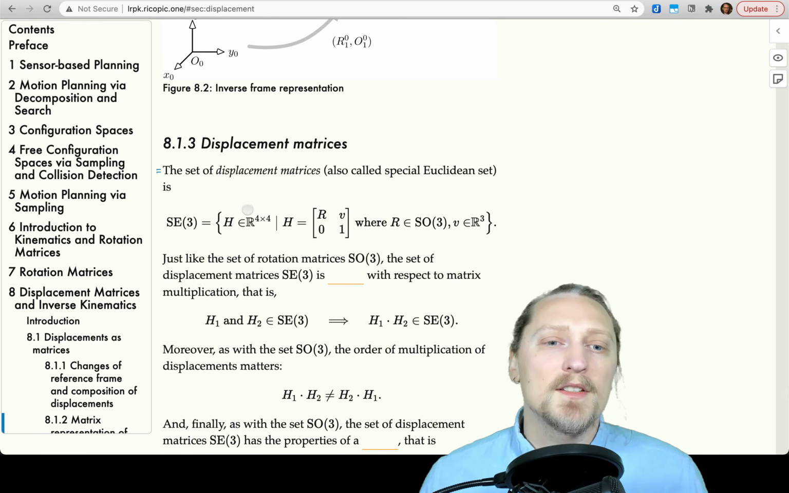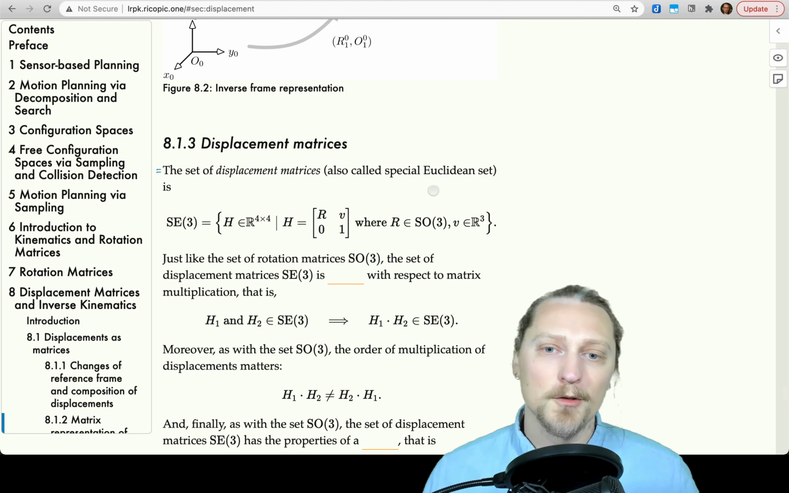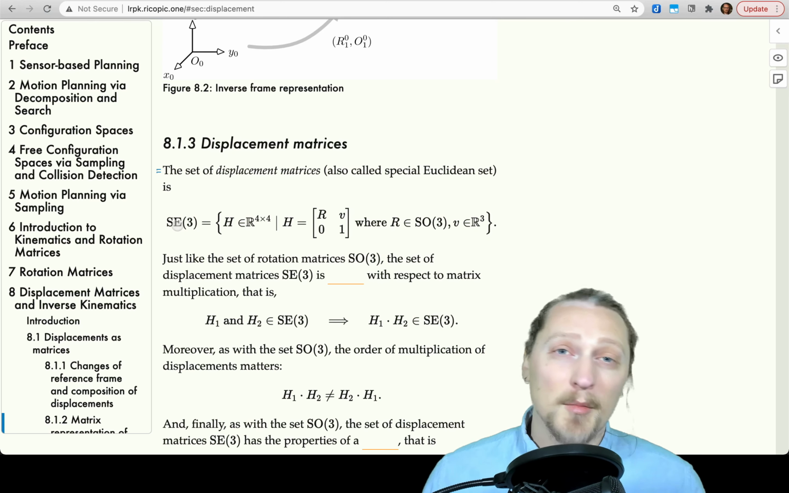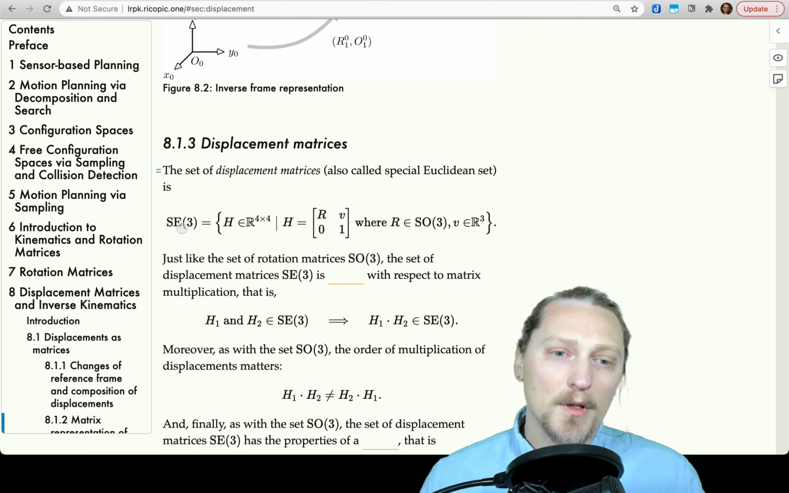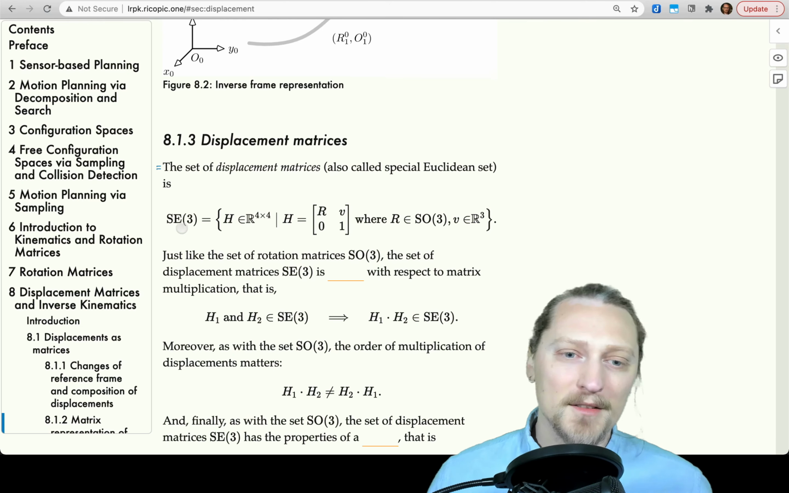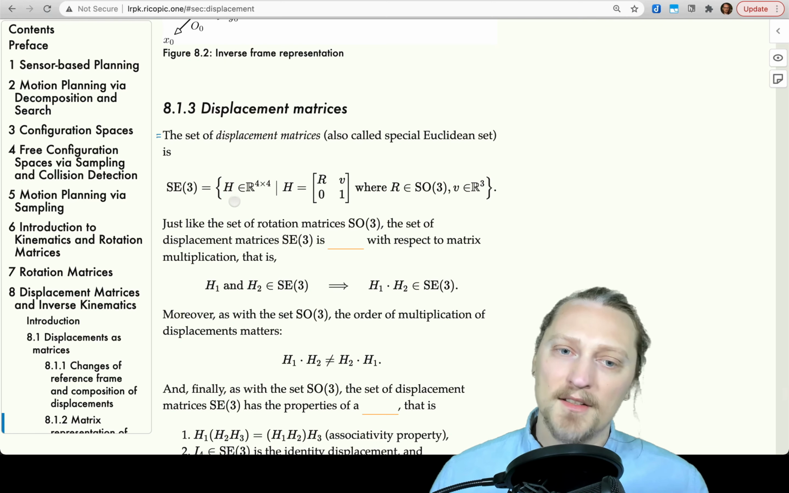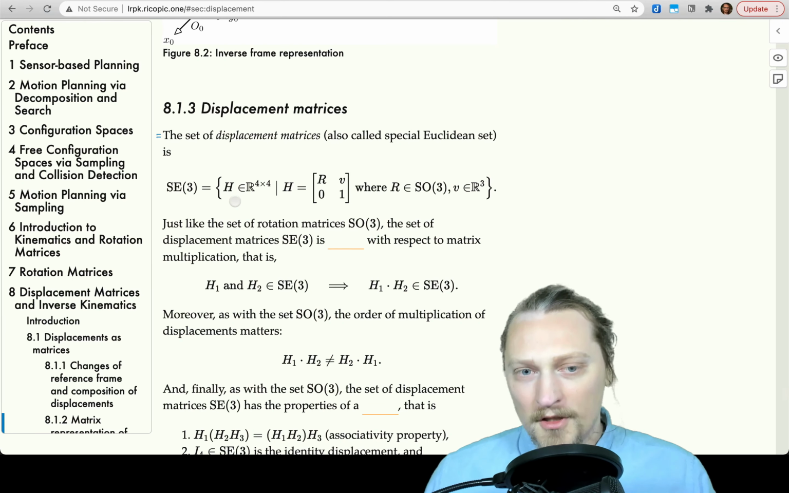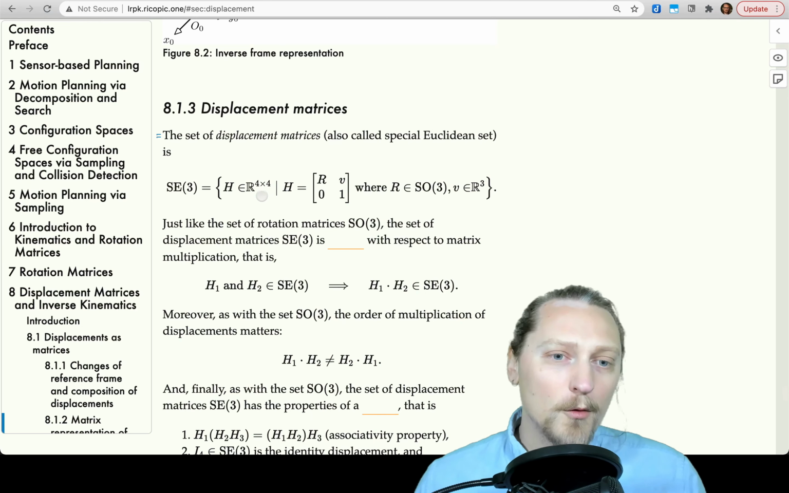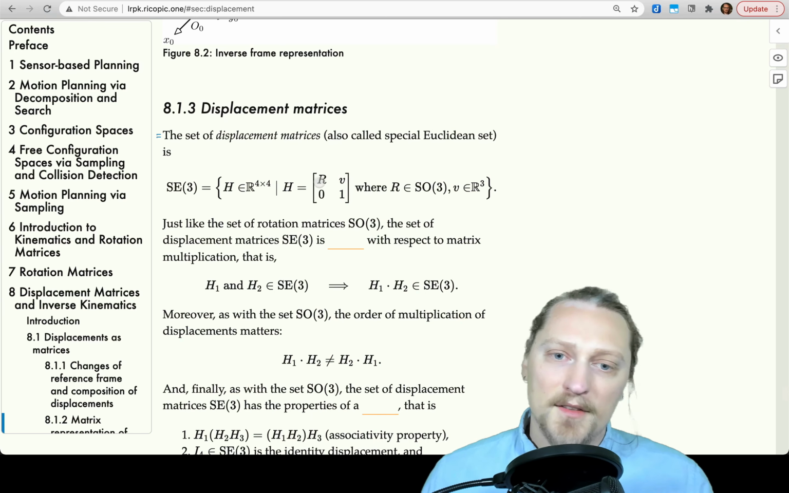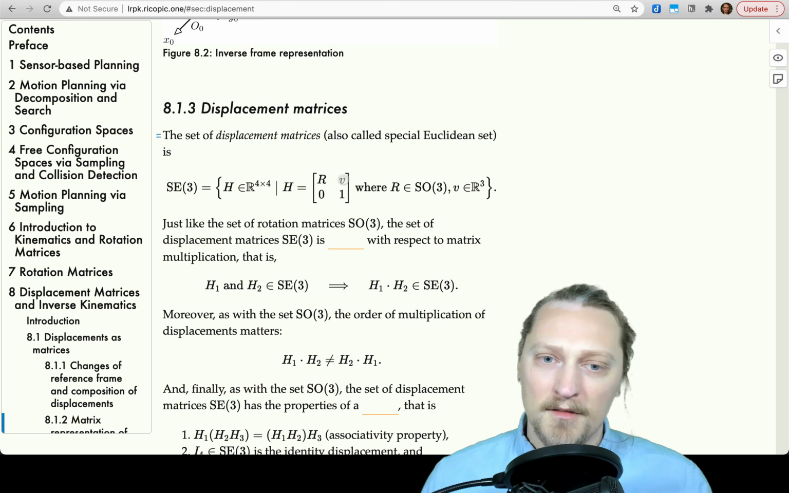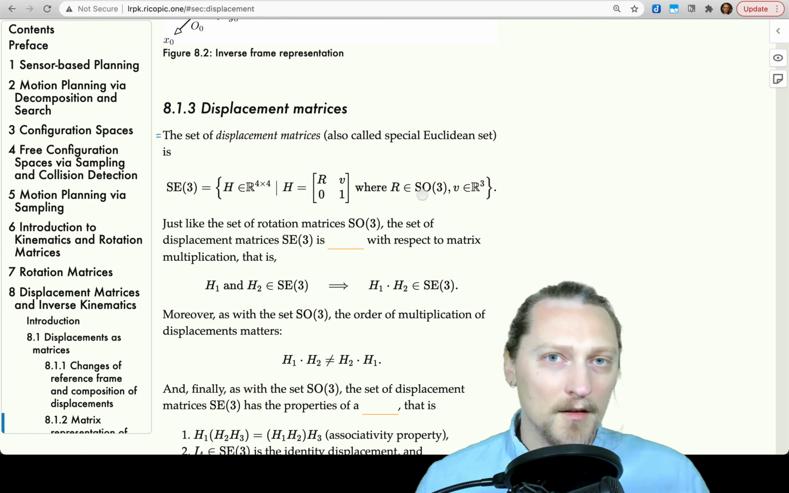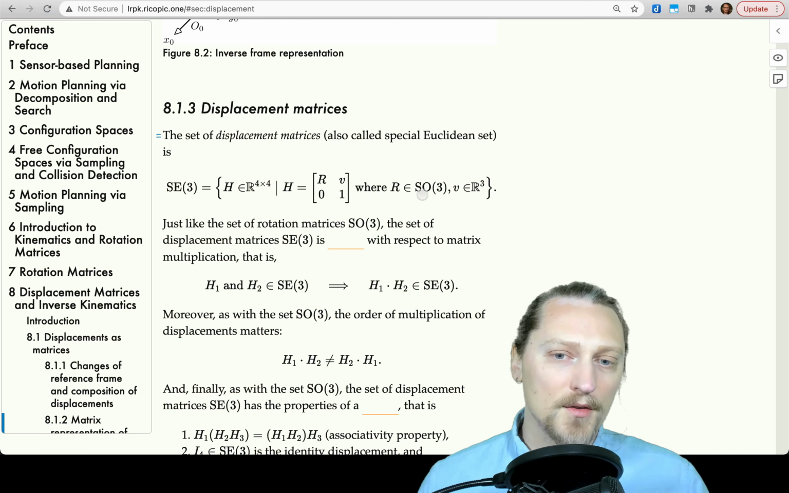Displacement matrices. The set of displacement matrices, also called the special Euclidean set, is SE. Remember, not SO, the special orthogonal group, or the special orthonormal group. SE, the special Euclidean set, or we'll see it as a group in a moment. H, so the set builder notation: H in R^4x4, which means 4x4 matrices, such that this is true about H. You have a rotation, you have a displacement, you have 0 and a 1, where R is in the special orthonormal group SO3 of 3x3 rotation matrices, and V is a vector in R3.